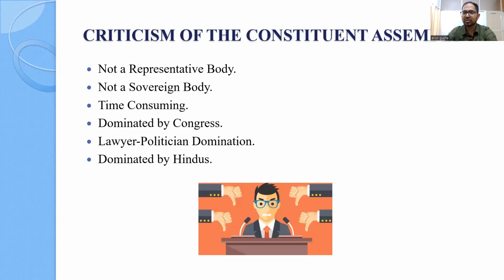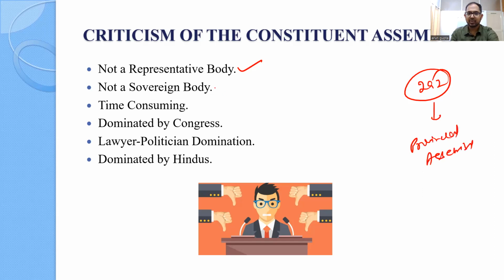There was some criticism also of the Constituent Assembly because it was not a very representative body. As you know, the 292 members were elected by the provincial assemblies, not directly by the people of India. It was not a sovereign body. When it started in 1946, it was not a sovereign body. It became sovereign in 1947, 15th August.